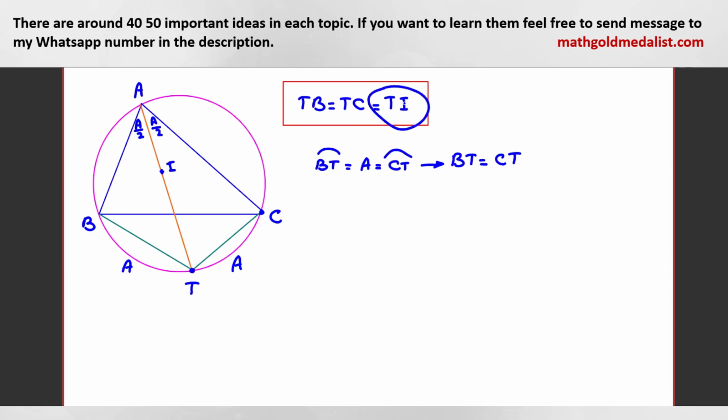Now we should prove TI is equal to one of them, right? Want me to tell you why TI is equal to one of them or want to prove it on your own? Let me connect. Can you tell me this angle is what? C over 2. Exactly. This angle is what? It's also C over 2. This angle is what? Exactly. Good job. This angle is what?